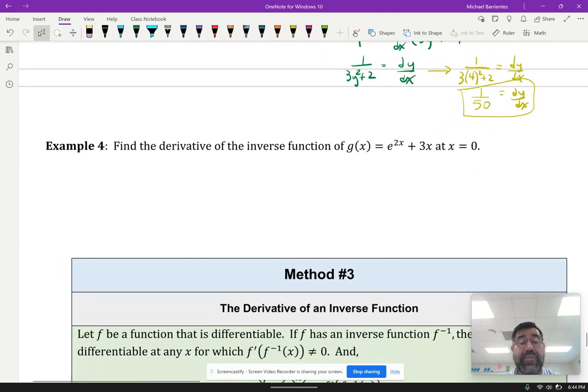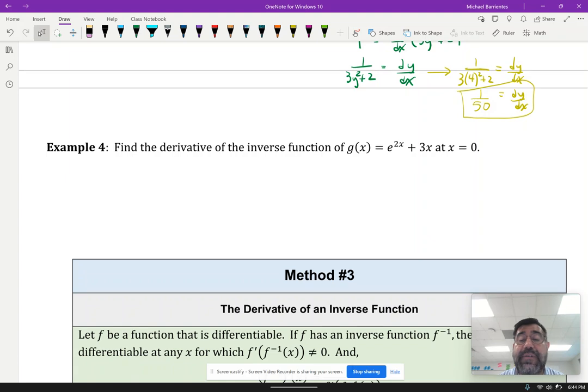Let's look at the next one, and let's see if we can solve for y, if we can switch the variables and solve for y. If we can, then we're good. So I have to rewrite it. x equals e to the 2y plus 3y. I have two terms with a y. To make matters worse, one of them is in the exponent. So yeah, I can't solve for y. So we're going to have to take the derivative implicitly.